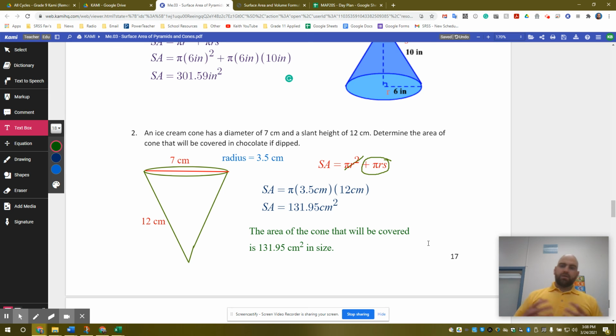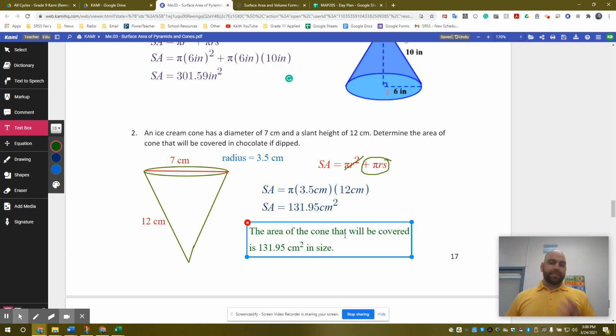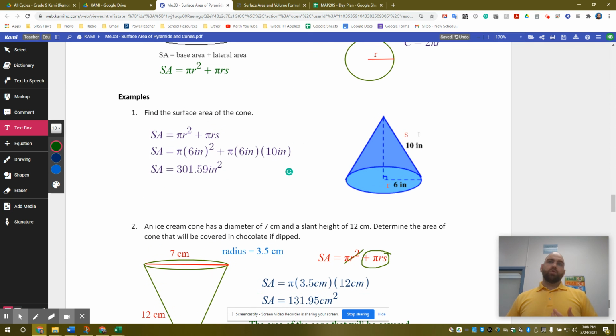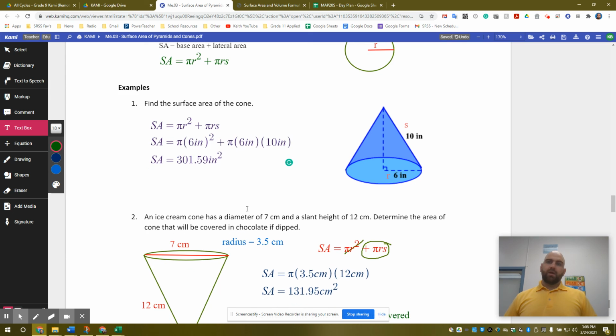That is a nice solution to this contextual problem. Make sure all of your contextual problems that you do, so if there is context to it, you come up with some sort of contextual answer. If you're just told to find the surface area of a cone, just a basic value is needed.